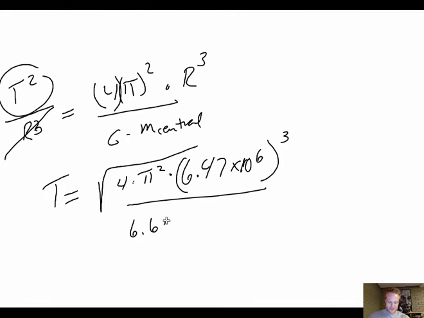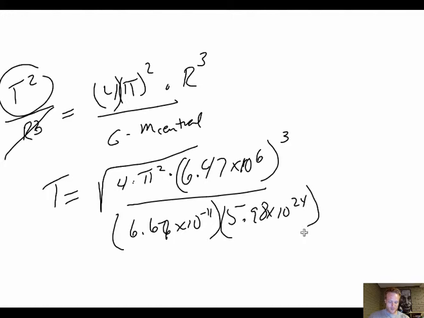all over 6.67 times 10 to the negative 11th multiplied by 5.98 times 10 to the 24th, which is the mass of the Earth. This gets to be a lot of numbers, but don't let the numbers intimidate you. Basically, this is just throwing stuff in a calculator, and as long as you punch the numbers in correctly, you would get the correct period, which is the amount of time it takes for this satellite to orbit around the Earth.